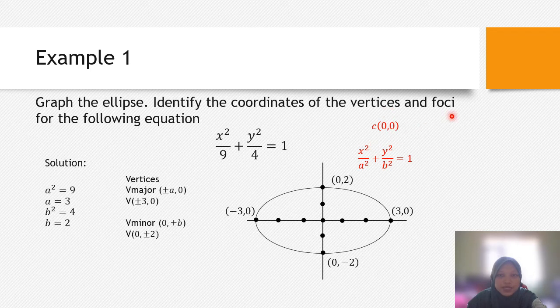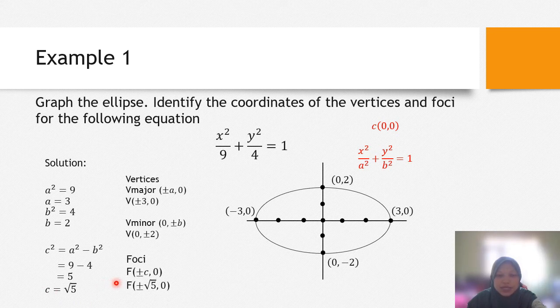Now you want to find the coordinates of the foci. In order to identify the foci, you need to find the value of C first. In the notes given earlier, if you want to find the C value, you need to use this formula: C squared equals A squared minus B squared. So you get 9 minus 4, which is 5, and then the square root of 5. So C is equal to the square root of 5.